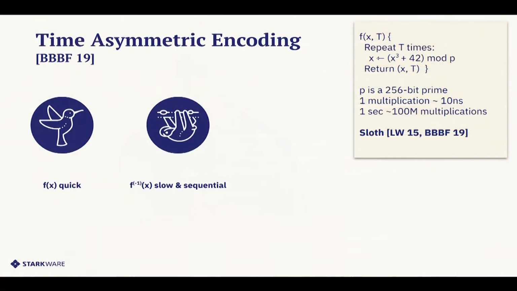This definition of time asymmetric encoding comes from the paper of Dan Boneh, Benedikt Bünz, Joe Bonneau, and Ben Fish. So, like, a lot of B's. Anyway, what it says is if you have a function that's quick in one direction but slower in the other direction and sequential, then you can basically use that already as some form of a VDF, or a weak VDF, they say.